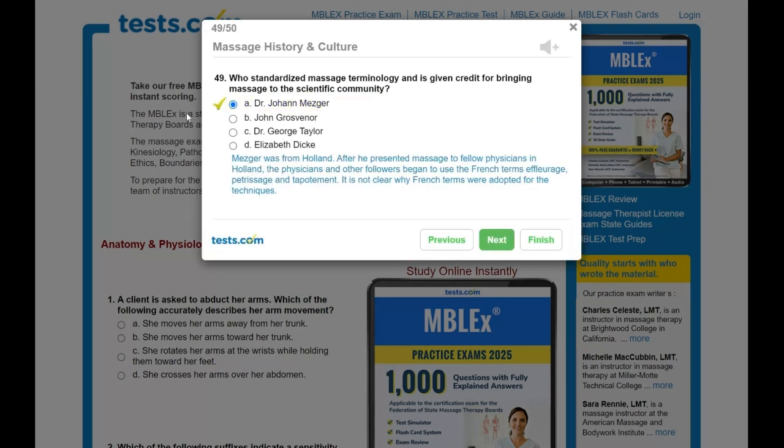A. Dr. Johann Mesger. Mesger was from Holland. After he presented massage to fellow physicians in Holland, the physicians and other followers began to use the French terms effleurage, petrissage, and tapotement. It is not clear why French terms were adopted for the techniques.